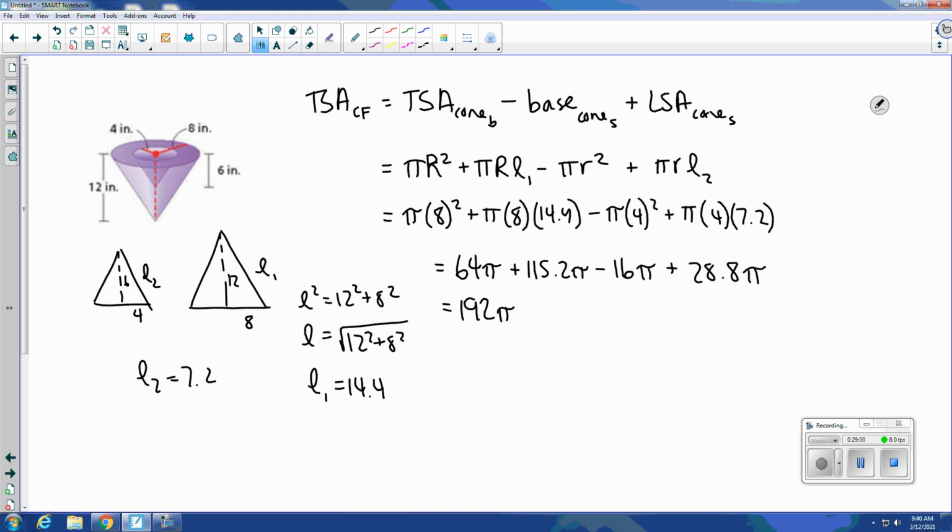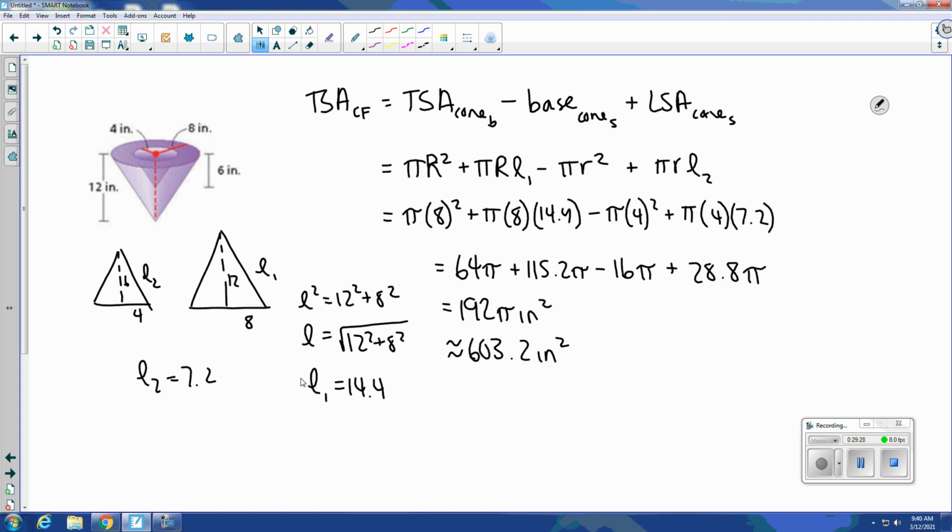So here's our answer in terms of pi, inches squared for surface area. An approximated value rounded to the nearest tenth, we'll get 603.2. So there's your total surface area. We're going to do total surface area of the big cone. We're going to remove the base of the small cone because it's not on the surface. It doesn't even exist in this figure. And then we're going to add in the lateral surface area of our small cone.